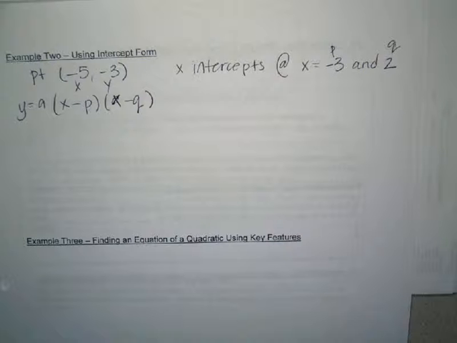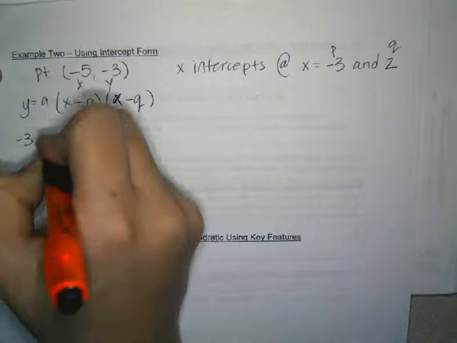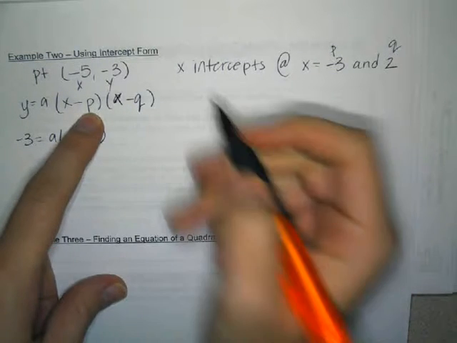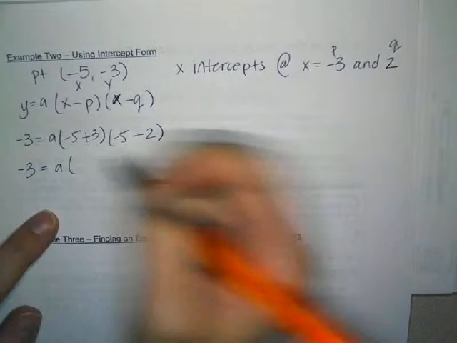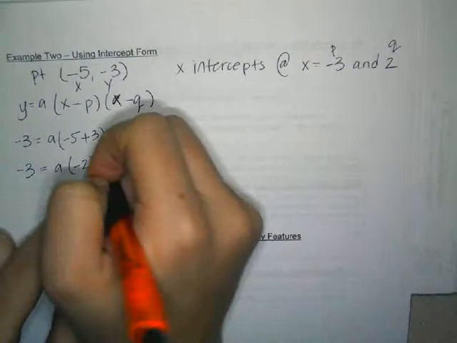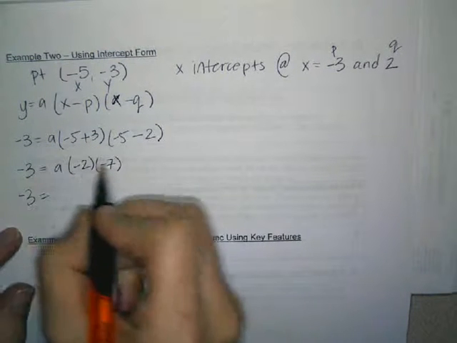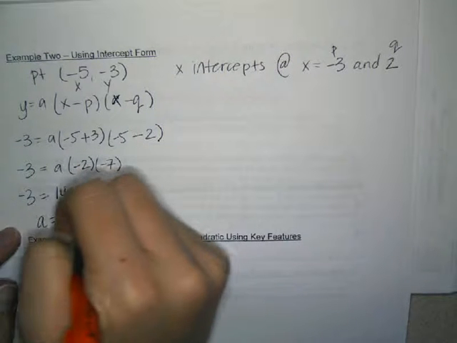So I'm going to go ahead and plug those numbers in where they go. -3 is my y. -5 is my x. P is -3, so really that's a +3 because you're subtracting a negative. -5 is x again, and then q is 2. And then I'm going to go ahead and simplify. -5 plus 3 gives me -2. -5 minus 2 gives me -7. -2 times -7 is 14. And so my A is -3 over 14.